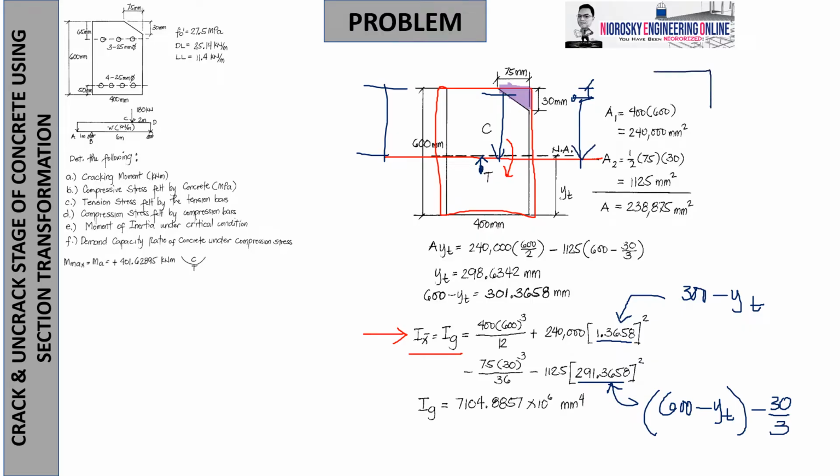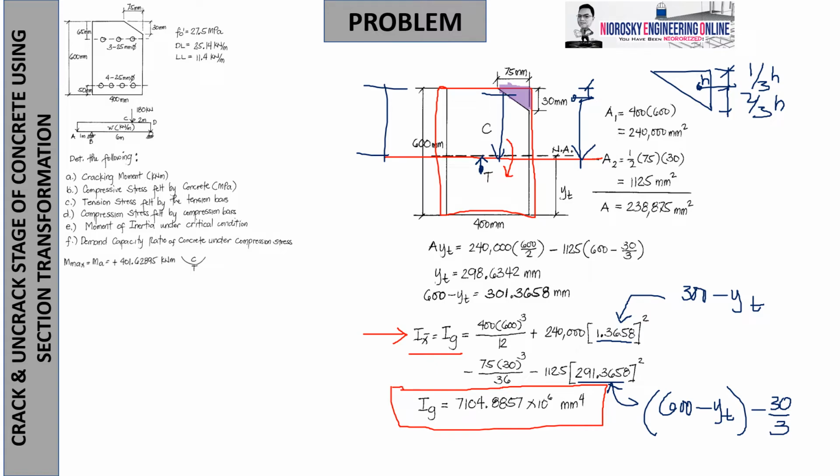In a triangle, we are aware that the centroid is at 1/3 of the height, assuming this is the height. So the remaining is 2/3. That is already oriented by you in your geometry, and that's why you will get this value. I sub g is 7,104.8857 times 10 to the 6 millimeters to the fourth.